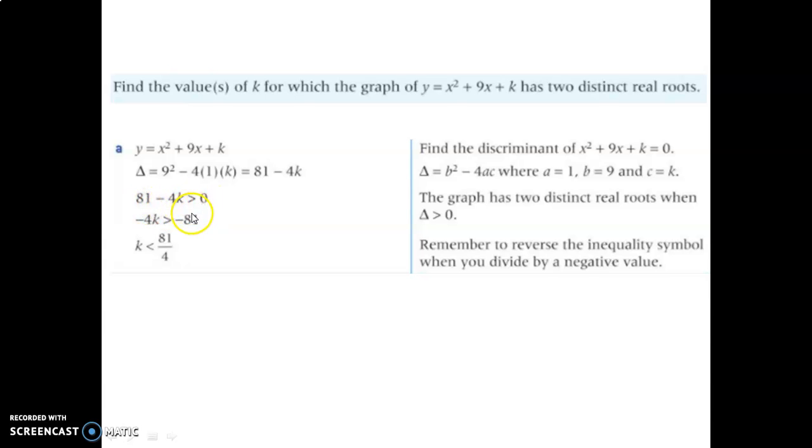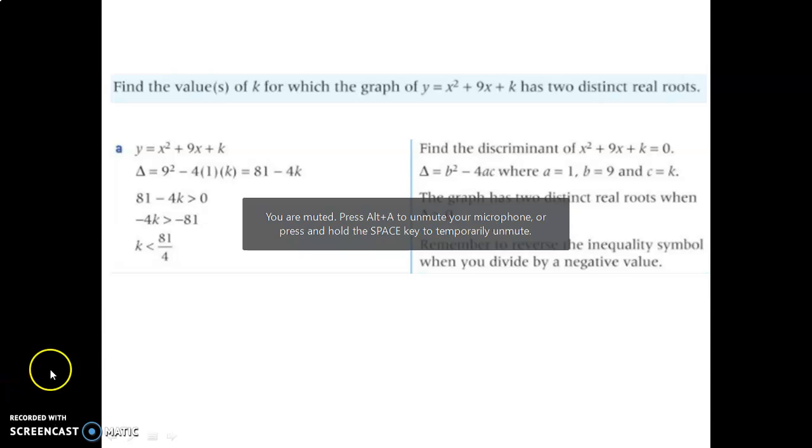That inequality can be solved just like an equation. As you know, when you solve inequalities, you can follow the same rules. So we subtracted 81, then we divided by -4. But notice when we divided by -4, the inequality sign changed direction. And that always happens when you multiply or divide by a negative number when you're using inequalities. So there's our answer. For k values less than 81/4, this parabola will have 2 distinct real solutions.